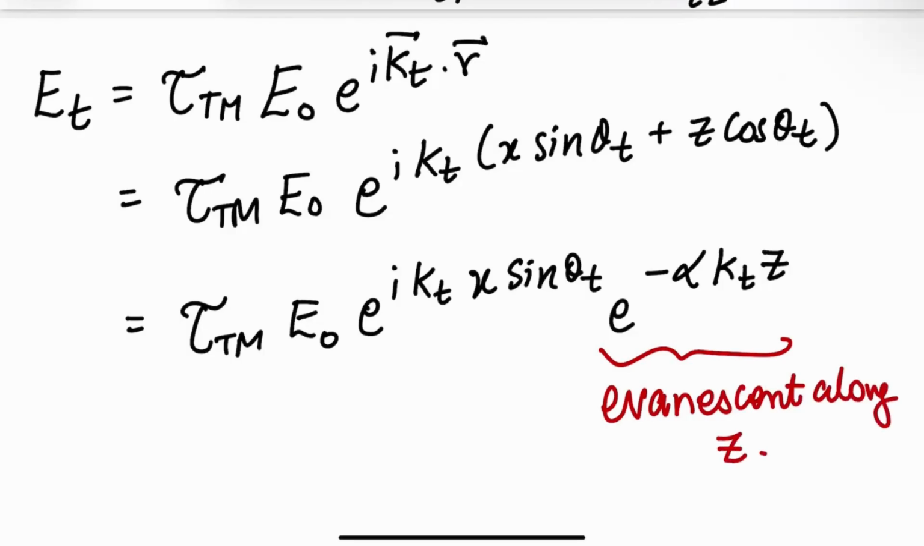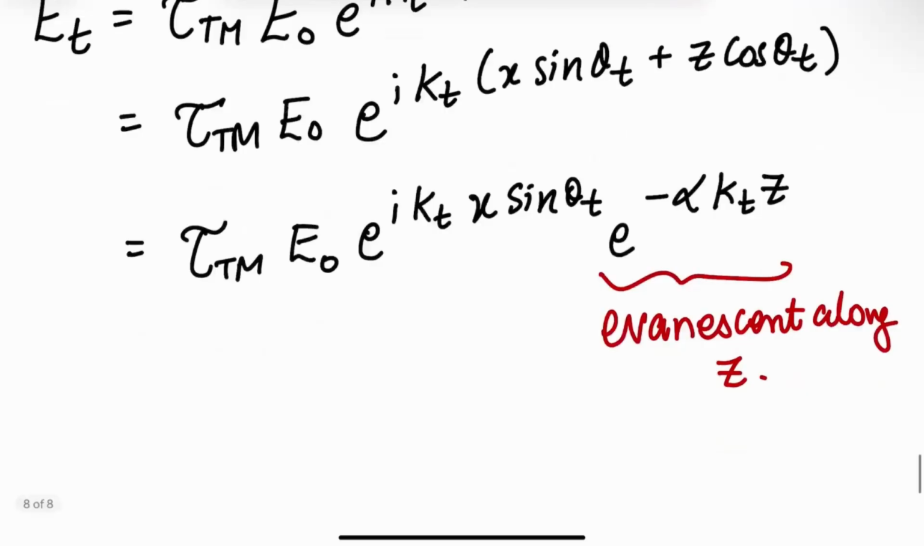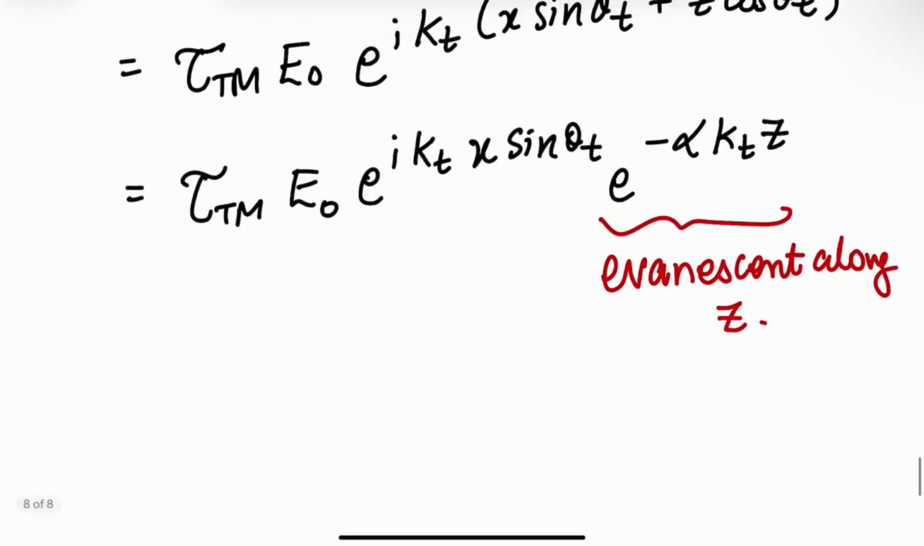So essentially, I'm saying that if I come in at an angle larger than the critical angle, then along z you have an evanescent wave. And we saw that using the thought experiment last time, which is a frustrated total internal reflection. But now we've established it more formally.